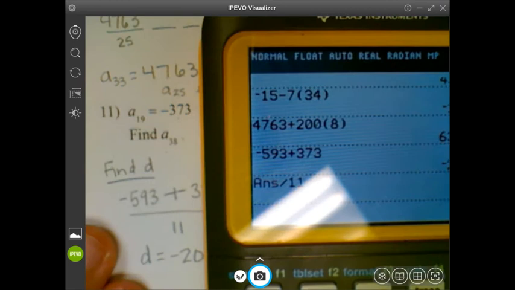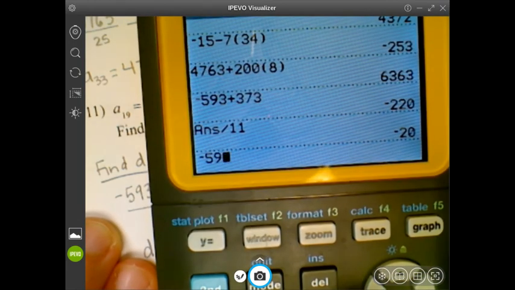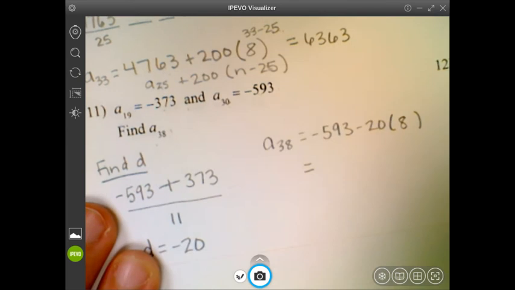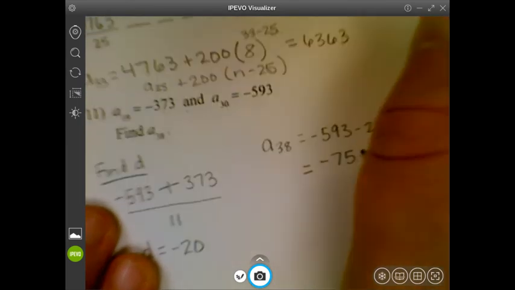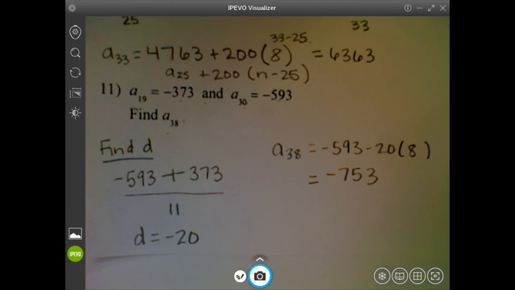Throw that in your calculator. We have negative 593 minus 20 times 8, so negative 753 for your 38th term. If they don't give you the first term, second term, or common difference, that makes these equations a little bit harder because you have to do a little more solving to figure out the common difference and then use it to find your next term.